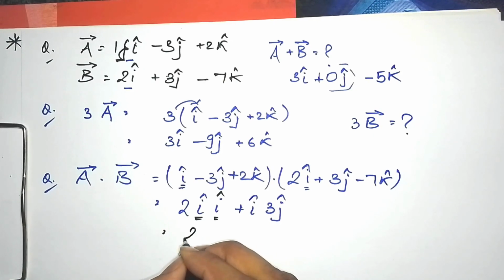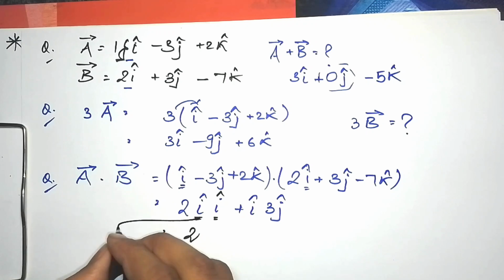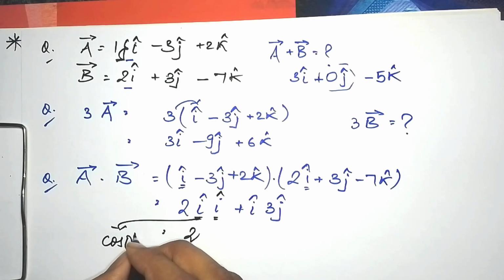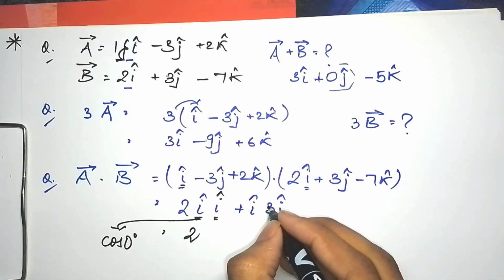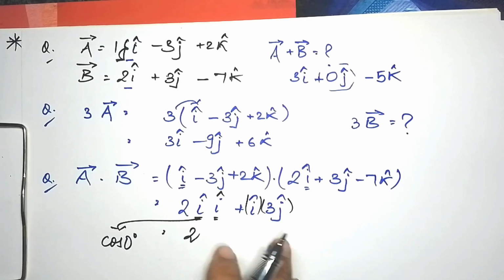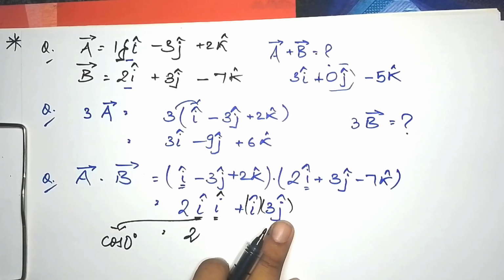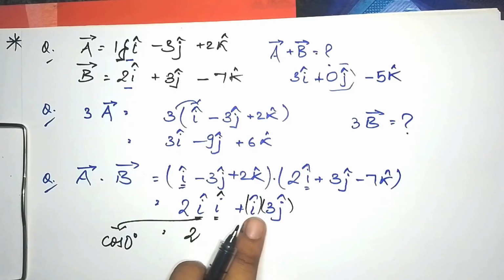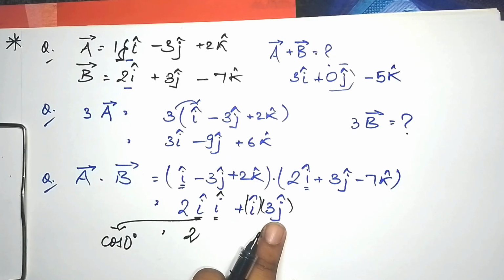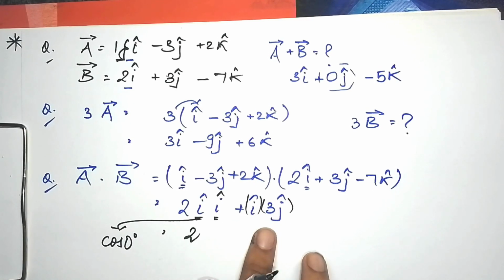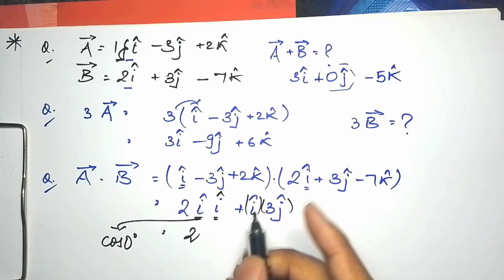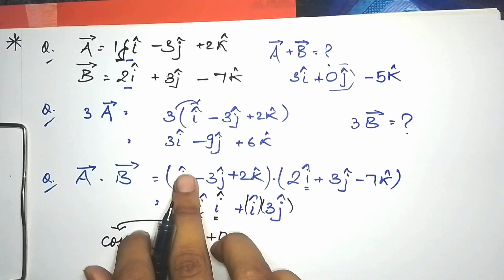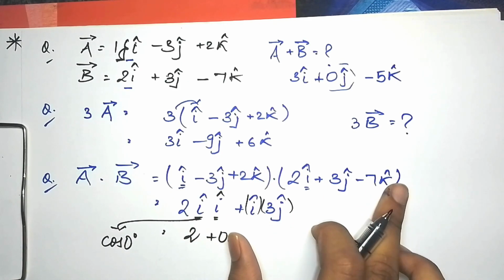So here what would be the answer? It would be simply 2. Why? Because cos 0 degree is 1. I hope you understand till now. This would be 0. This would be 0. And why would this be 0? Because i cap is in the direction of x and j cap is in the direction of y. So when we multiply i cap and j cap, there will be 90 degrees between these two unit vectors. So we will get the answer 0. In a similar way, when we multiply i cap with k cap, we would get the answer 0.